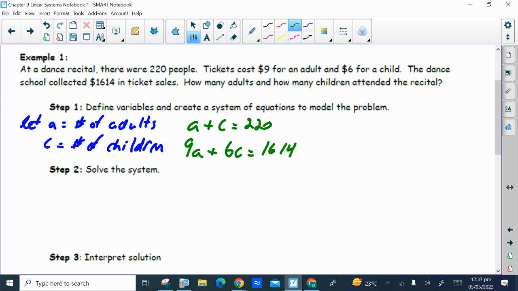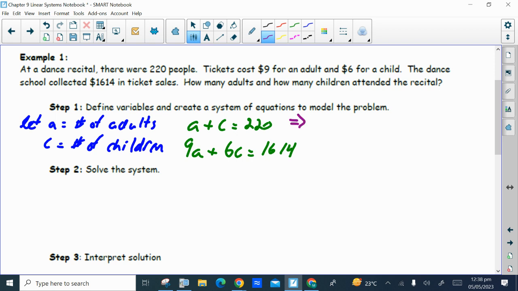So to solve this system, we're going to use the method of substitution. Remember, you need to choose one of the variables in one of the equations and get it by itself. It is way easier to get either A or C by itself in that first equation. If you wanted to get A by itself in the second equation, it would involve dividing both sides by 9, which would give us a fraction to work with. Don't want to do that. Same thing if you wanted to get C by itself in that second equation. That would involve dividing both sides by 6, which would give us a fraction on the other side. Don't want to do that.